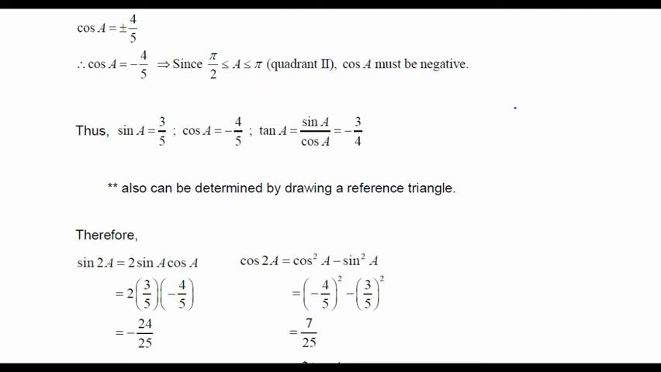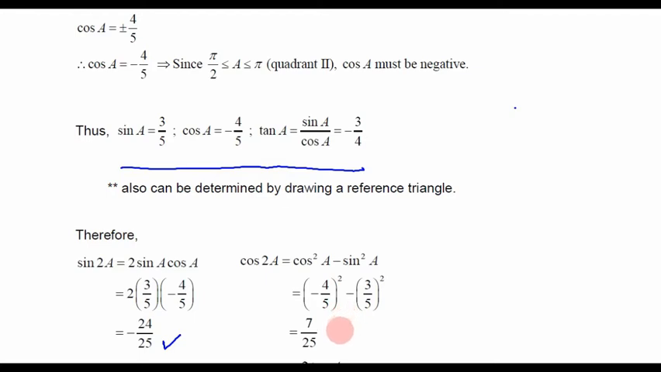Since our question wants us to find sine 2a, cos 2a, and also tangent 2a, with all this information, we can substitute into the double angle formulas for sine 2a and cos 2a. For sine 2a, we choose this formula because we have the information for sine a and cos a. Substituting in the formula, we get negative 24 over 25.